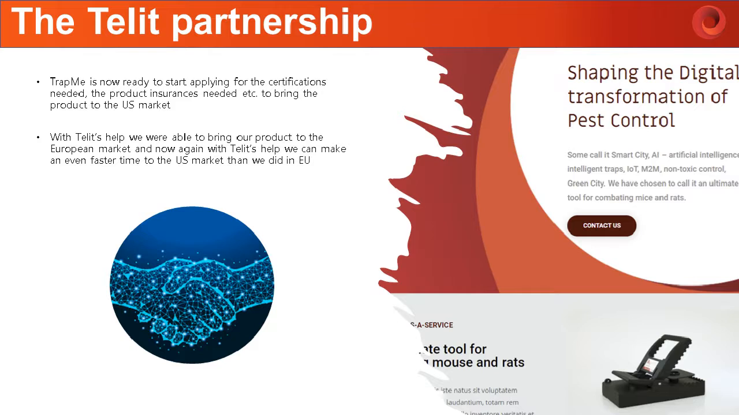And I think we can conclude that with the help of Telit, we are able to bring a new version of our primary product to both our existing European market as well as the US market at a much faster pace than if we had to do it alone. So that really goes with what Matt said, fast time to market is king.